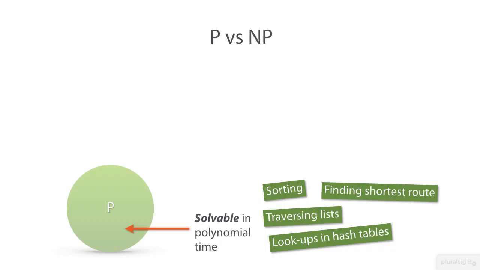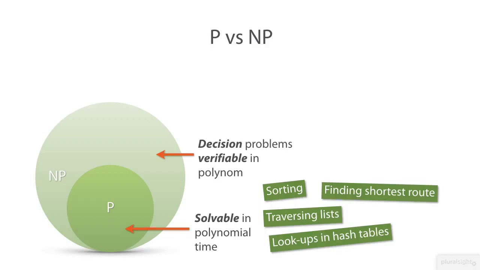Another class of problems is named NP. NP is often mistakenly interpreted as non-polynomial, but it actually stands for non-deterministic polynomial time, but that's not important here. Whereas problems in P are required to be solvable in polynomial time, problems in NP are required to be so-called decision problems, and they should be so-called verifiable in polynomial time. But what on earth does that mean?